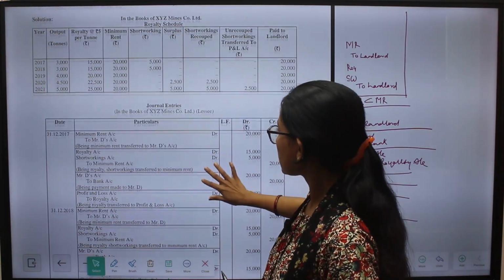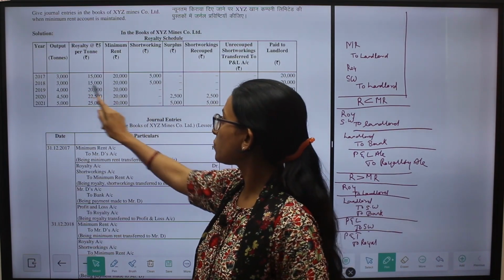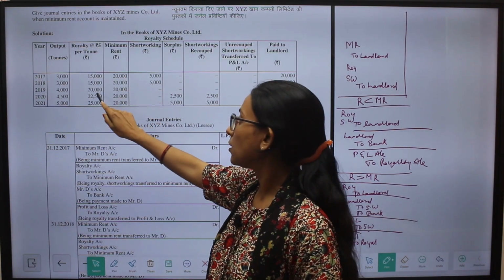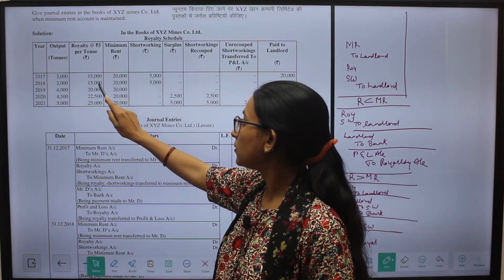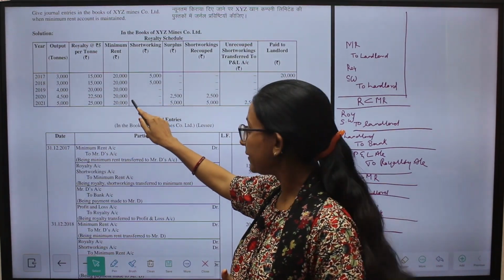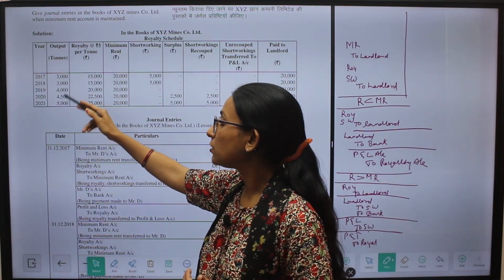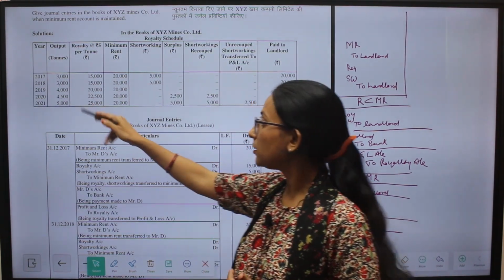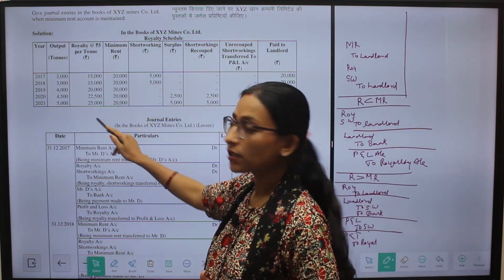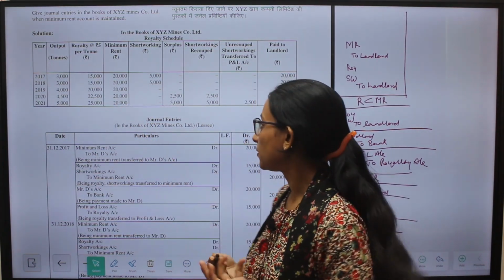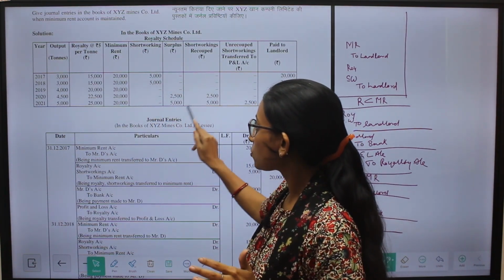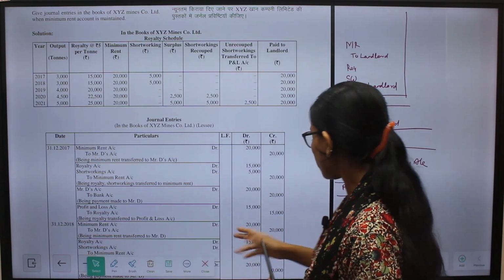So if you can see, the first two situations are of short working, meaning royalty is less than minimum rent. The 2019 year is the situation where the royalty is equal to minimum rent, and the last two years, 2020 and 2021, were the years where the royalty earned is more than the minimum rent. So this is the surplus year. So in these two years we have recouped the short working amount.